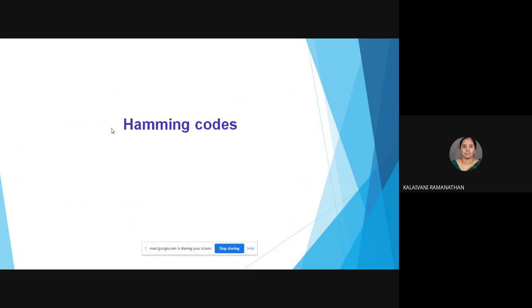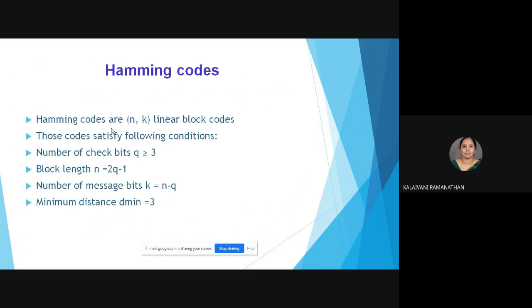Next, we shall see about the Hamming code. Hamming code is one type of linear block code. These codes satisfy the following conditions. The number of check bits Q must be greater than or equal to 3. Block length N must be equal to 2^Q minus 1. The number of message bits K is equal to N minus Q. Minimum distance must be equal to 3.